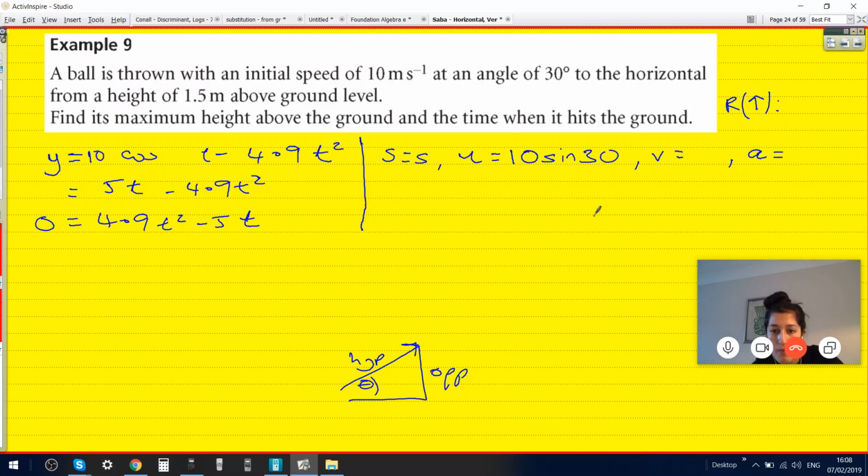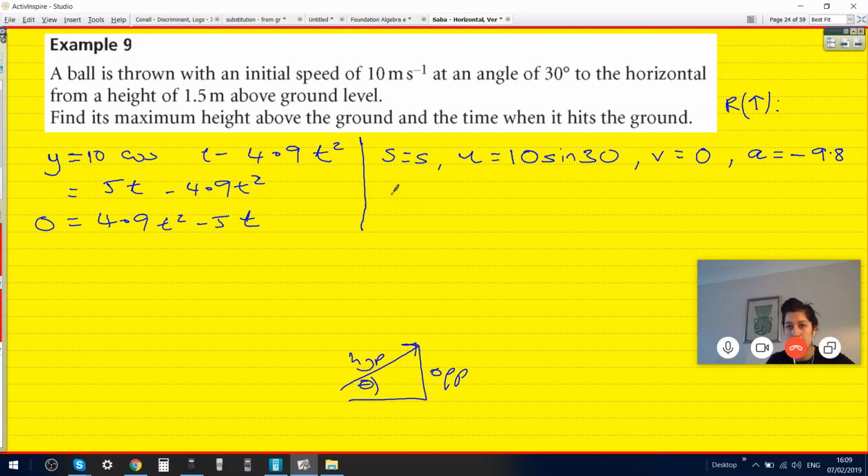So I said let's find the height first. What's that? S equals S. So that's just what we're trying to find. So which way are we resolving? For up. Okay, so S we don't know. U equals 10 sine 30. V equals 0. A equals minus 9.8. And T we don't know. So we've got three things and we're finding a fourth.